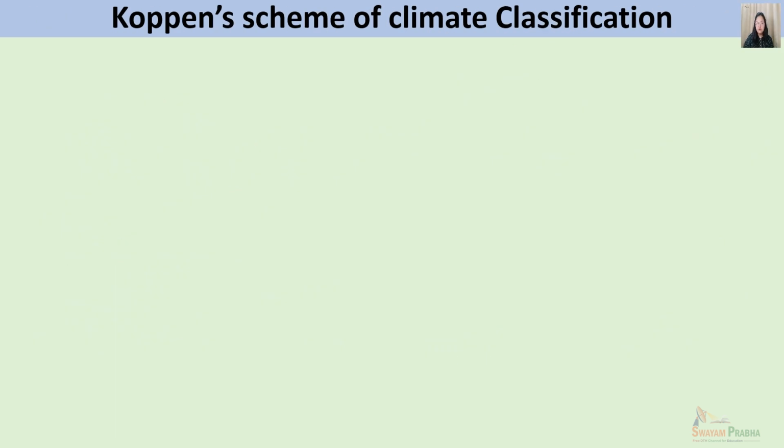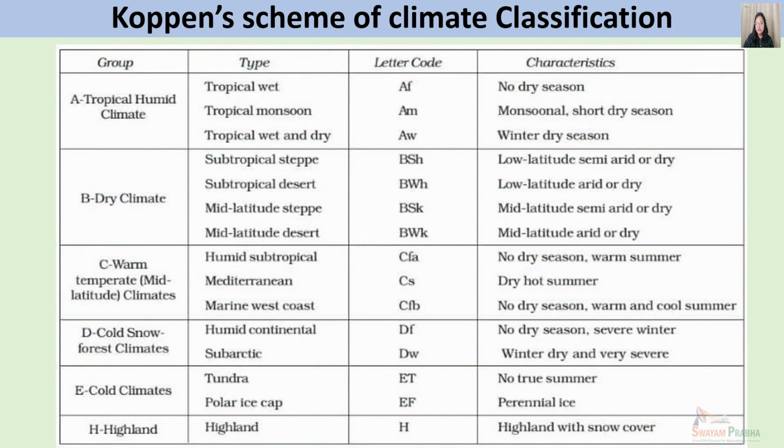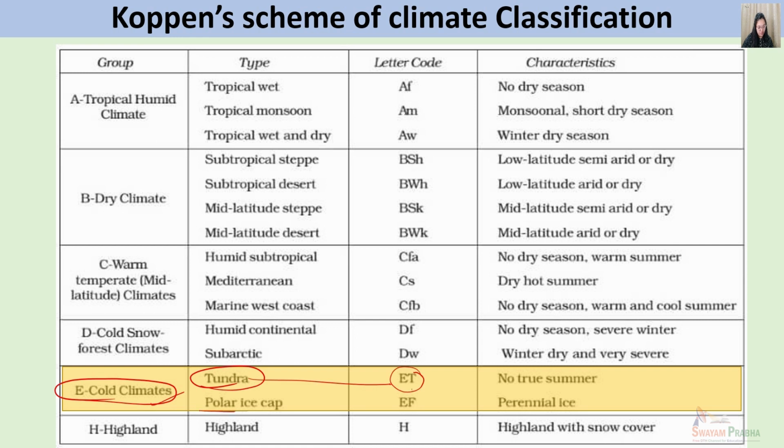The last region of Koppen climatic scheme is the E type of climate, which corresponds to cold climate of the polar areas, and it is further divided into tundra type of climate, which is represented by ET, and polar ice caps, which is represented by EF type of climate.